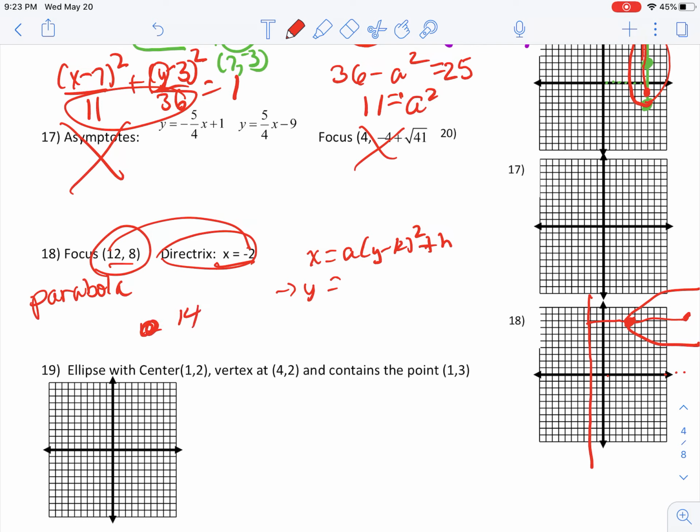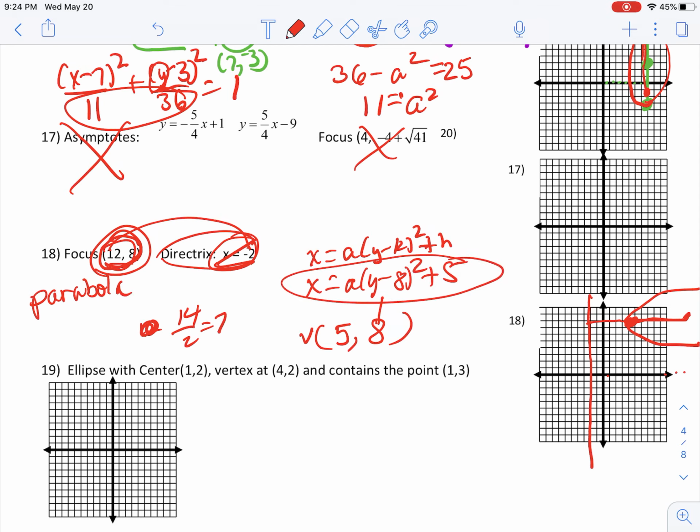And so the distance from -2 to 12 is 14, divided by 2 is 7 units away from your focus. And so I actually know my vertex. If I go 7 units away from my focus of 12, I'm at 5, 8. Or if I go 7 units from -2, I'm also at 5, 8, which I don't know if I quite hit here, but that's what would happen. So it would actually be x equals a times y minus 8 squared plus 5, with your y following your variable. And then in calculus, there's ways in algebra to find this a.